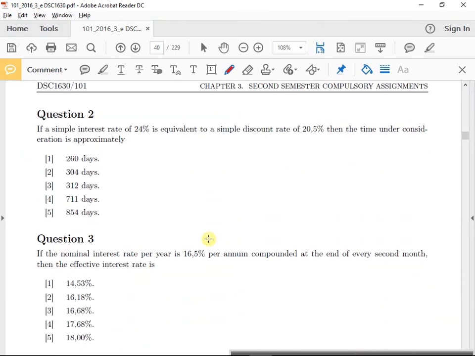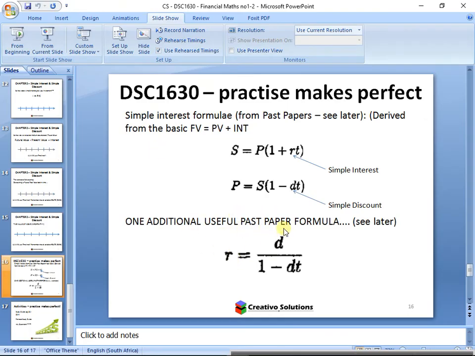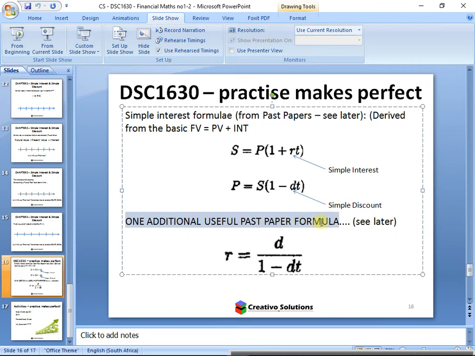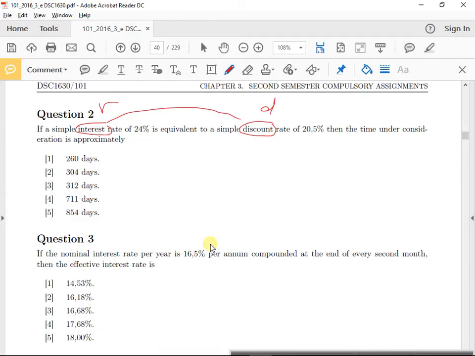Right. Question 2. What stands out here? Well, here they talk about simple interest and they talk about simple discount. When you see both in the same question, just remember what we spoke about last week. Interest is R, discount is D. So do we have both in the same question? Yes. So what do I use? There, the additional useful past paper formula. I use that for working out this.